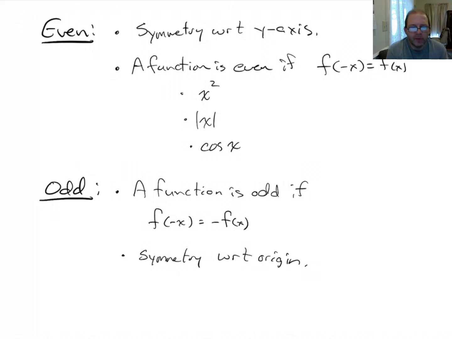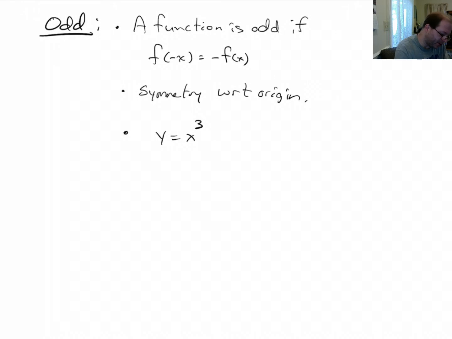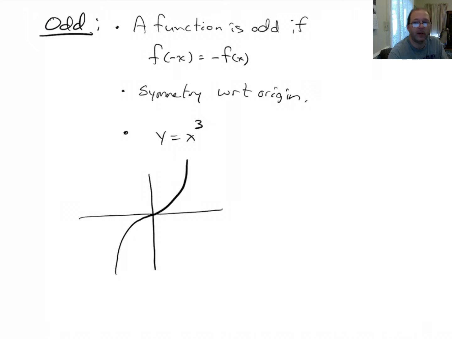Now, symmetry with respect to a line is very familiar to everybody, lines of symmetry. Symmetry with respect to a point is not as familiar to most people. So I want to sort of explain what that means. An example function would be y equals x cubed. Now, if we were to graph that, I'm actually just going to graph it by hand here. Y equals x cubed looks like this, more or less.